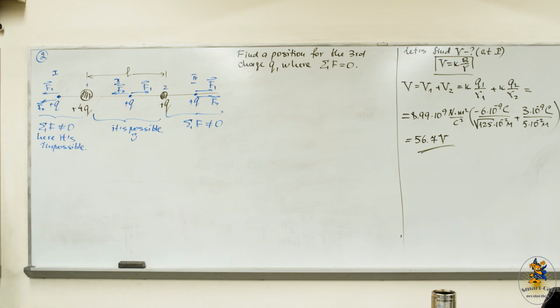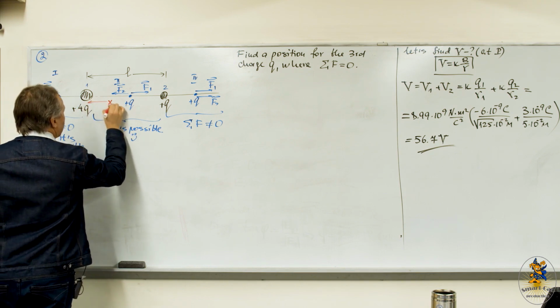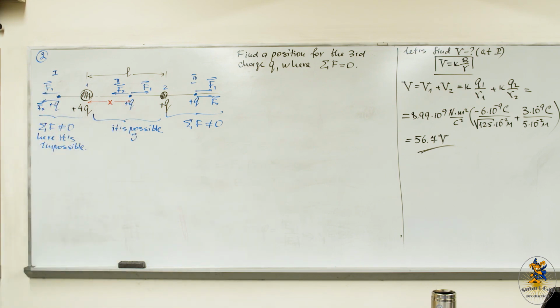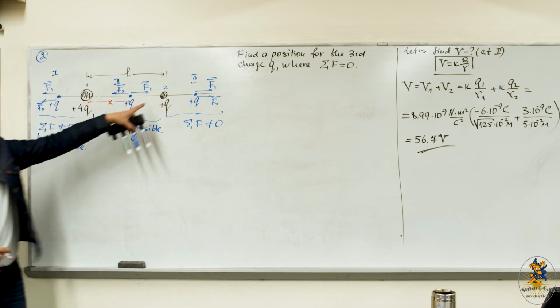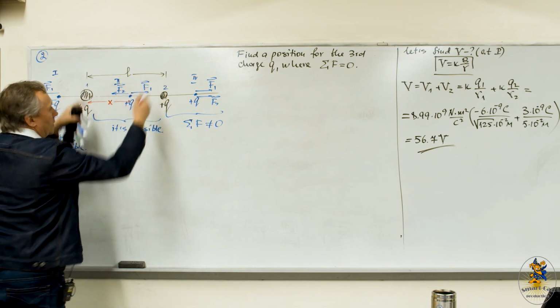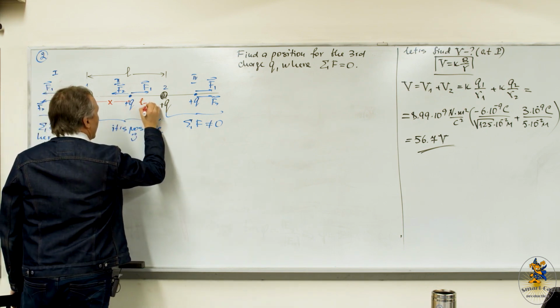So let's introduce an unknown. Essentially, unknown, it's a distance. Let's say distance from this charge to that one is x, our unknown, which we want to find. Then, of course, distance from that charge to this one will be L minus x, because the total distance is L. So, of course, this will be L minus x.